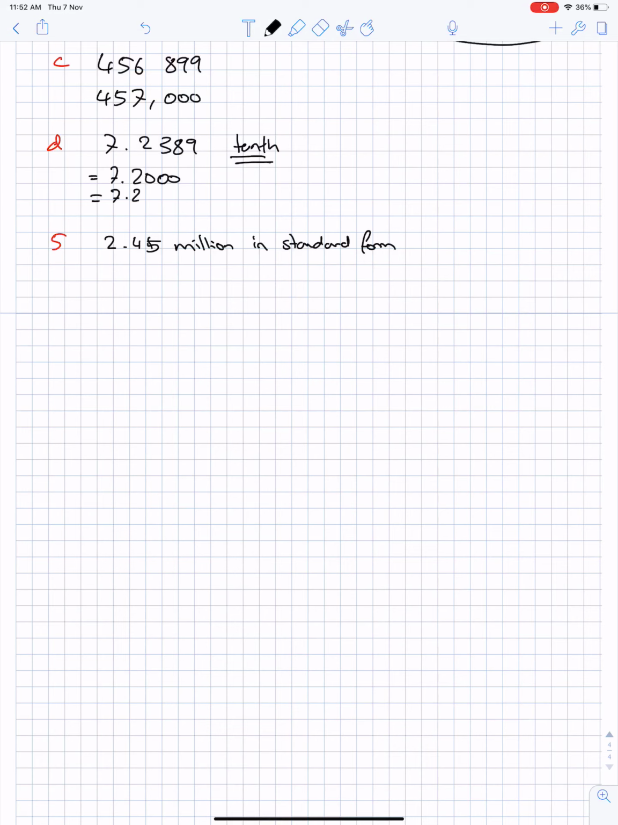So it says, okay, so 2.45 million. So it would be 2.45 times 1 million basically. So it would be 2,450,000. Right?